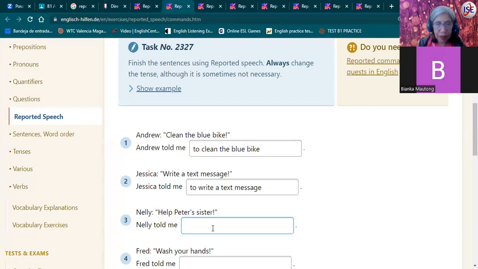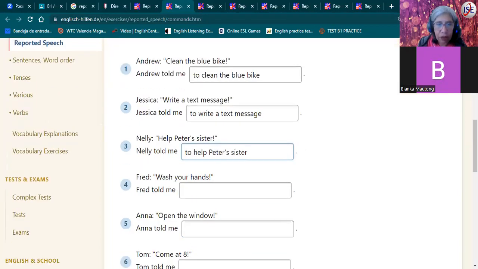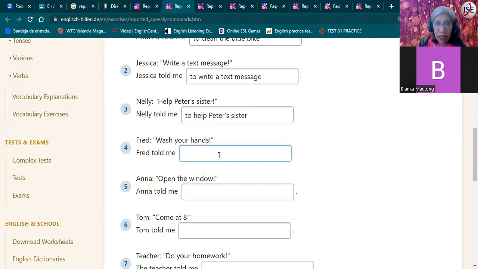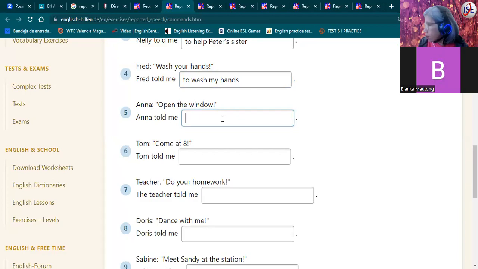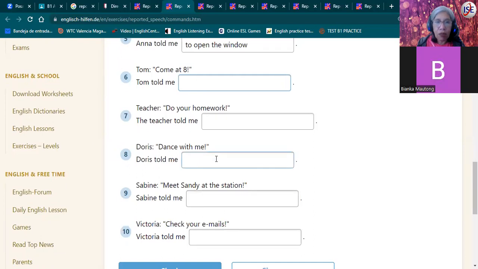Nelly told me to help Peter's sister. Fred, wash your hands. Fred told me. Remember, wash your hands, we're reporting. Good. To wash my hands. Anna, open the window. Anna told me to open the window. Tom, come at 8. Tom told me to come at 8.